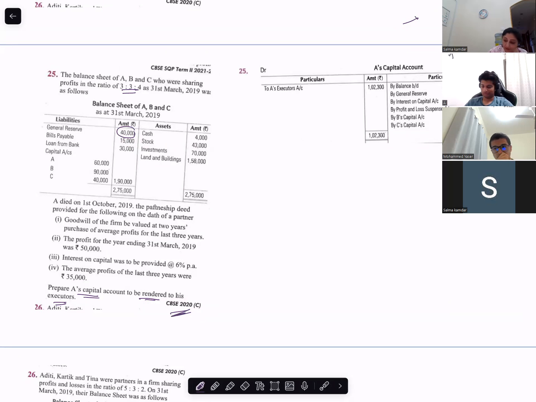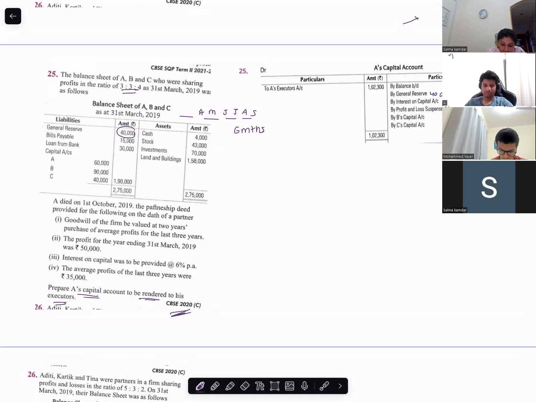General reserves would be given to him in what ratio? 3 divided by 10, into 3/10. Then after that, there is no more undistributed profits or loss. He's dying on 1st October 2019. That means March, April, May, June, July, August, and September, 6 months after balance sheet date.